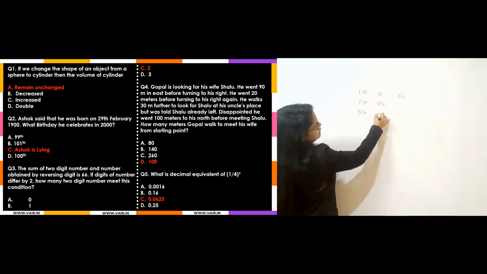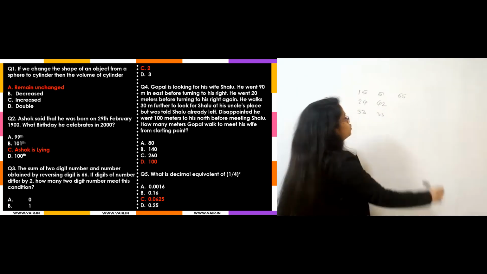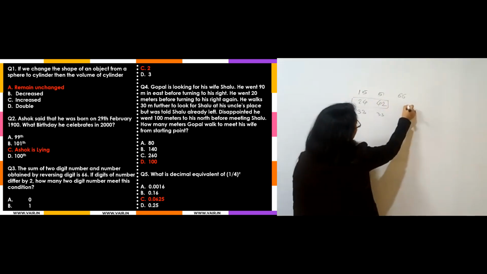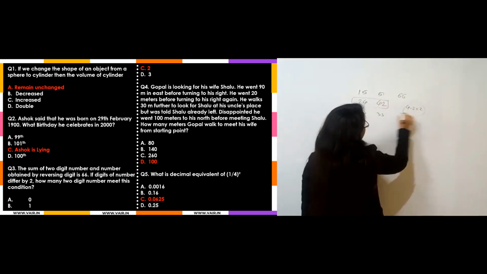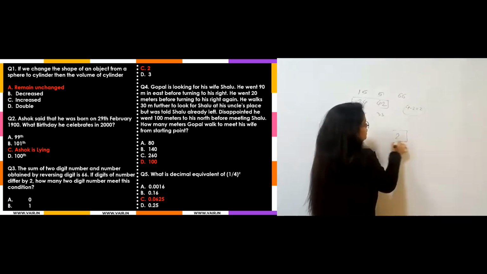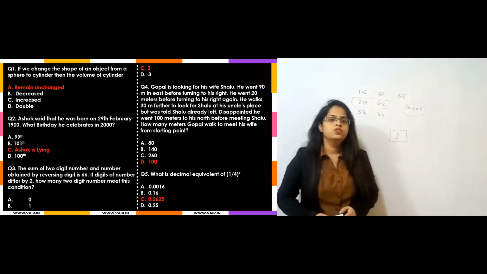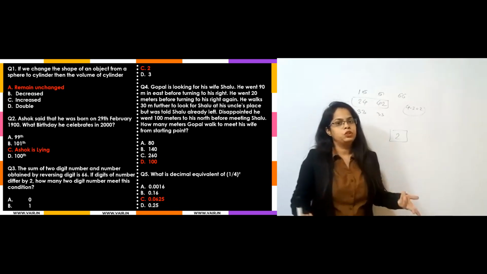So you can see 33 is also a candidate, but we know that the difference between these two digits should be 2. So only this is the number where you can see 4 minus 2 is 2. So how many numbers are possible? Two numbers are possible which can give you the sum as 66 and difference as 2. So the answer will be option C.